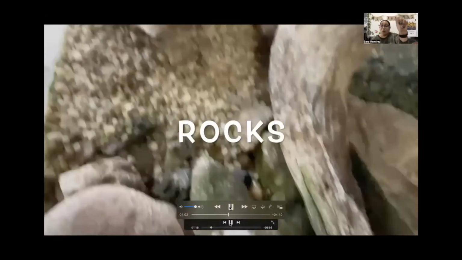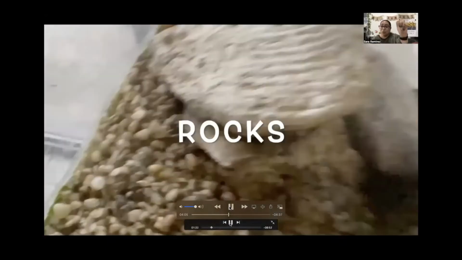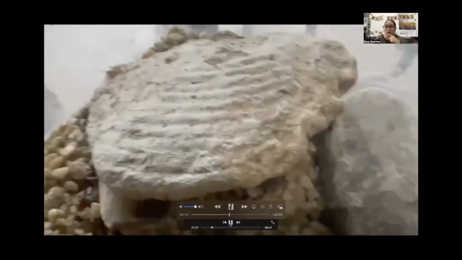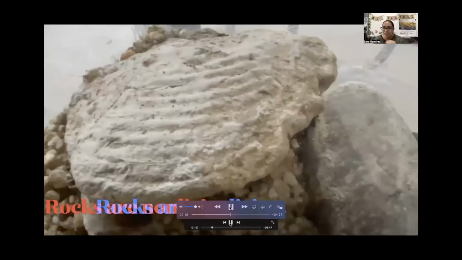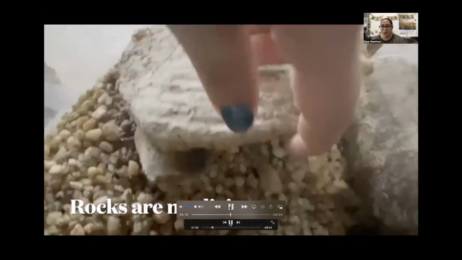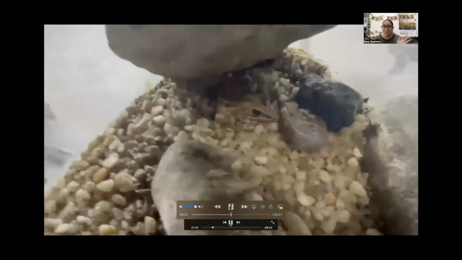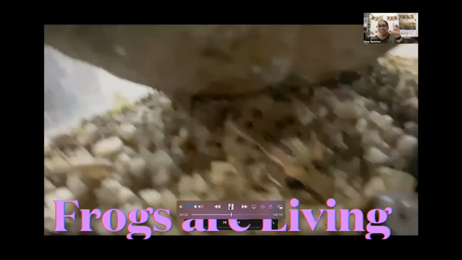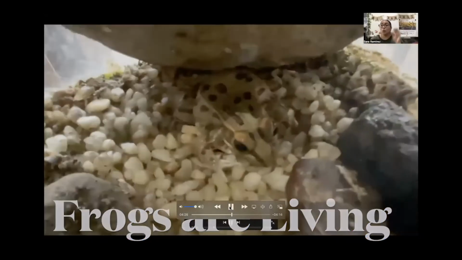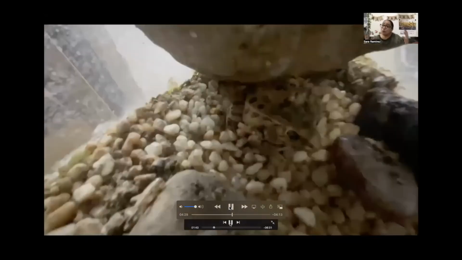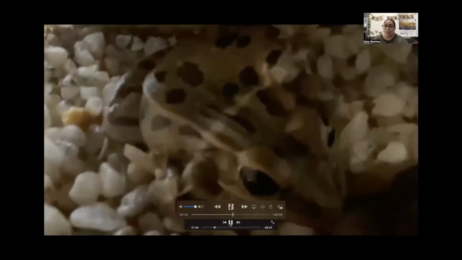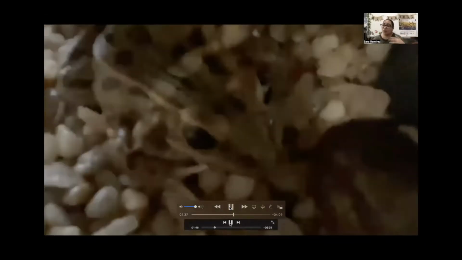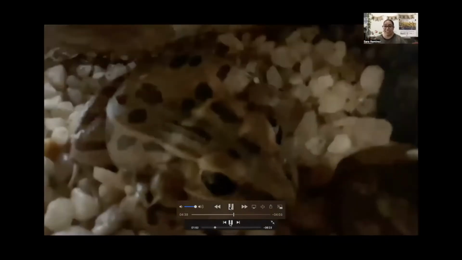Now rocks, even though they're not alive, they're super important. Rocks can provide shelter for animals. And what do you think is hiding underneath this rock? So make a guess really quick. What might be hiding underneath this rock? I'm gonna lift it up, and it's a frog. And that frog is a living thing. So rocks, which are non-living, can provide shelter for living things like our frog and other animals. So even though something's not alive, it is still very important to the living things in an environment.